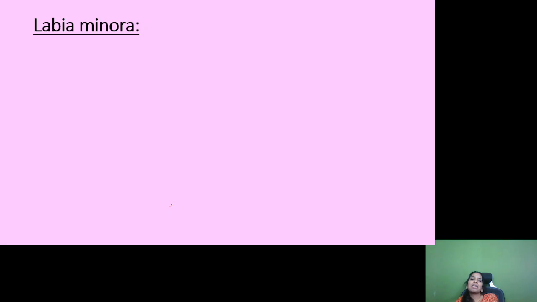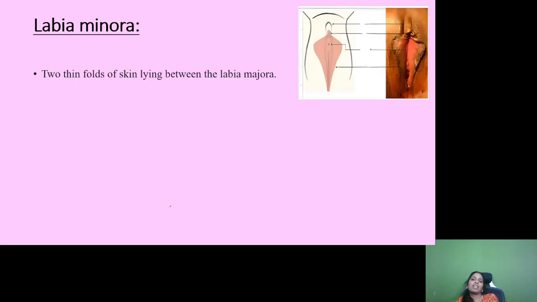Now coming to the labia minora. Nice. See, as we have seen, this is the labia majora, this part. And inside the labia majora are smaller lips, that is the labia minora. These are the labia minora. Labia majora is thick because of the fatty tissue, adipose tissue, that is two folds of fat. But in the case of labia minora, these are thin folds.